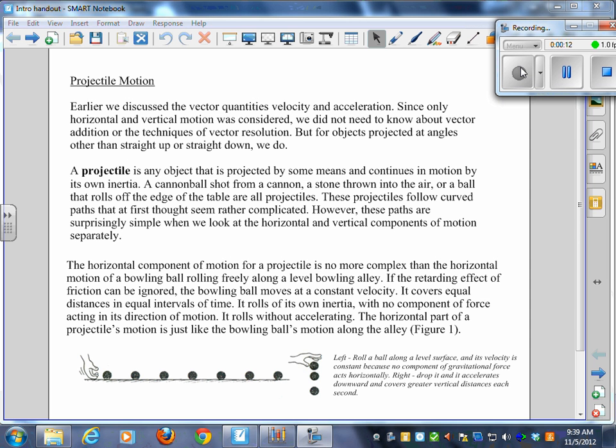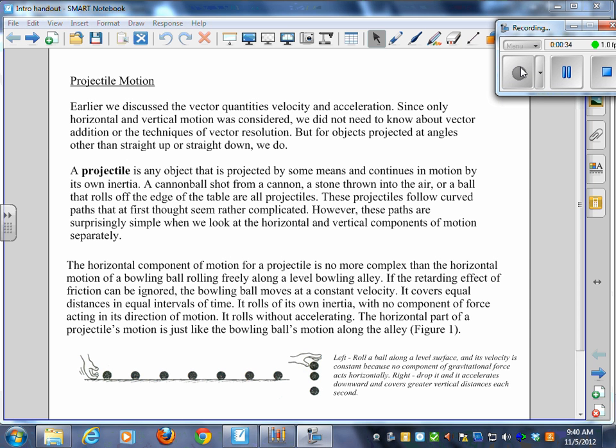Earlier we discussed the vector quantities velocity and acceleration. Since only horizontal and vertical motion was considered, we did not need to know about vector addition or the techniques of vector resolution. But for objects projected at angles other than straight up or straight down, we do. So what we're going to do now is take all the stuff that you've learned about dynamics and kinematics and vectors, and put it all together into the big daddy, projectile motion.